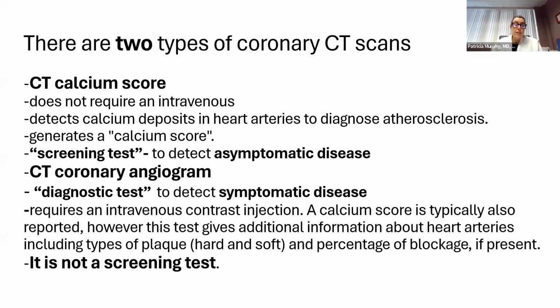And that's in contrast to a CT coronary angiogram, which is a diagnostic test. These days, it's used to detect symptomatic disease. So someone, for example, who has chest pain or exertional shortness of breath would get a CT angiogram to look and see if their symptom is related to a blockage. So this CT scan requires an intravenous contrast injection. It also is typically reported with a calcium score. They get that information during this test too, but this test looks at the heart arteries in more detail. So it can show if there is plaque, hard or soft, and what percentage of blockage is present, if it is present.